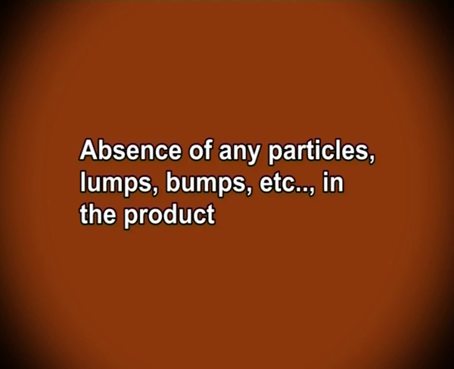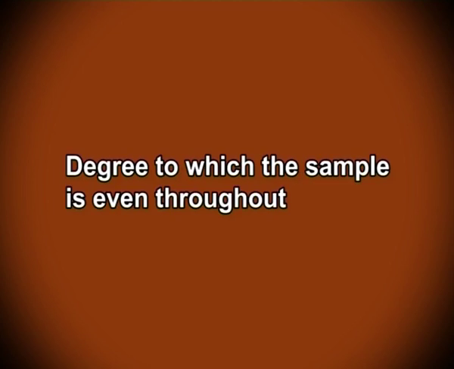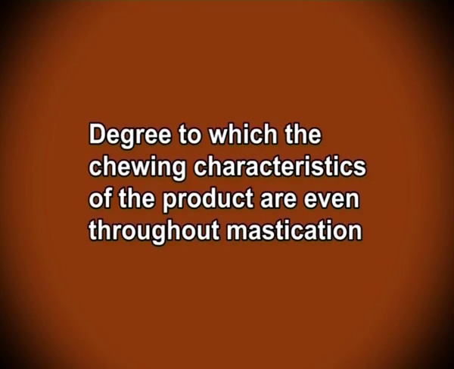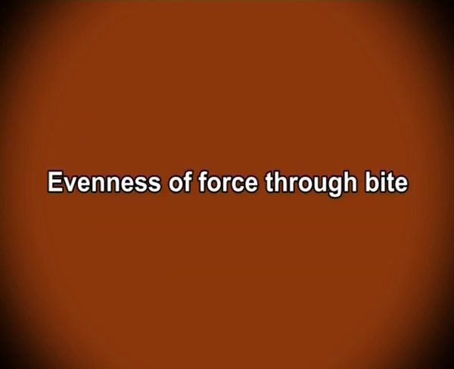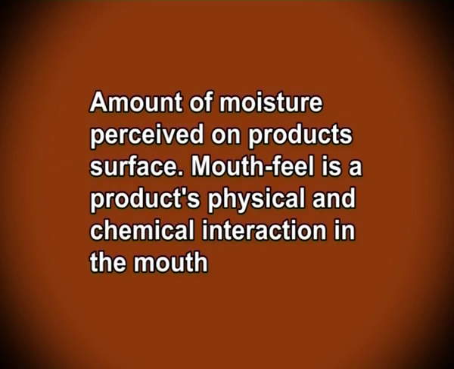in the product. Uniformity: degree to which the sample is even throughout. Uniformity of chew: degree to which the chewing characteristics of the product are even throughout mastication. Uniformity of bite: evenness of force throughout the bite. Wetness: amount of moisture perceived on product surface.